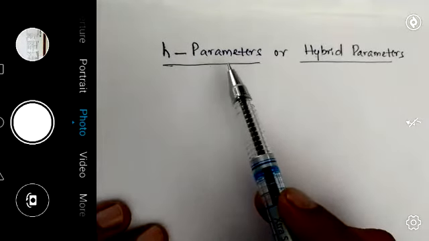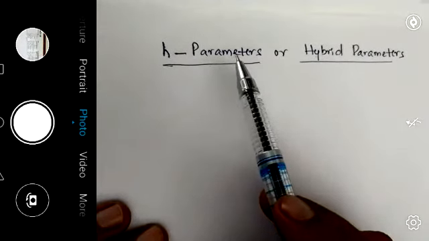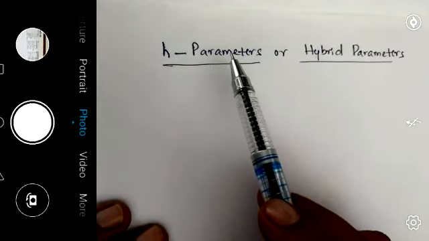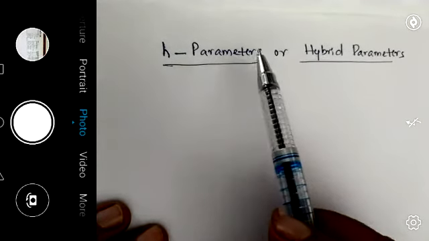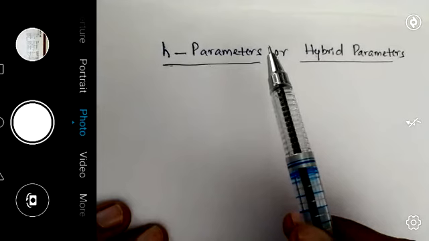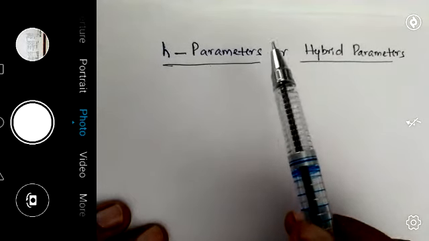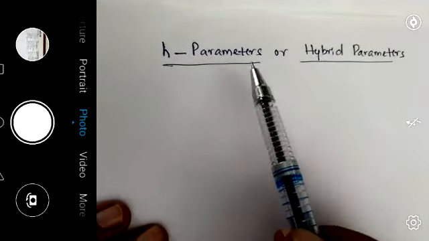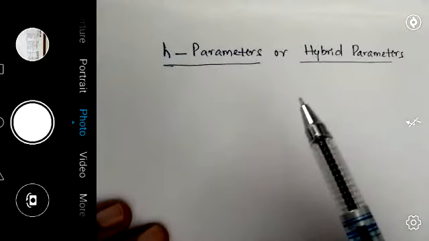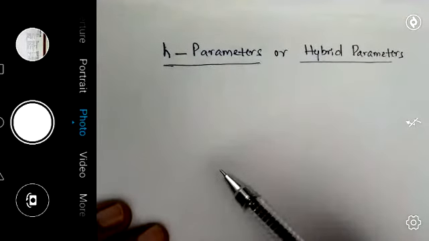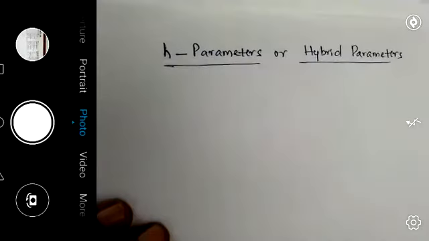The transistor parameters cannot be calculated using either short circuit admittance parameters or open circuit impedance parameters. Once again, I will repeat: the transistor parameters cannot be calculated using either short circuit admittance parameters or open circuit impedance parameters.